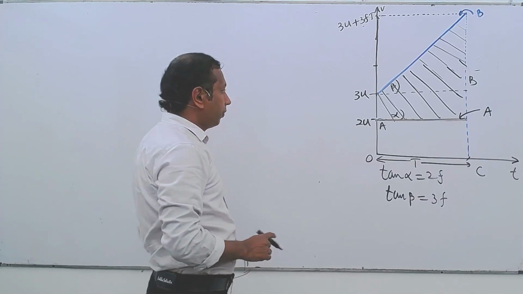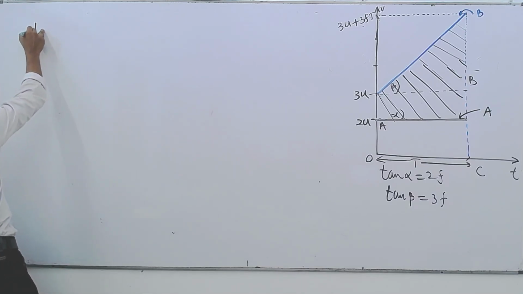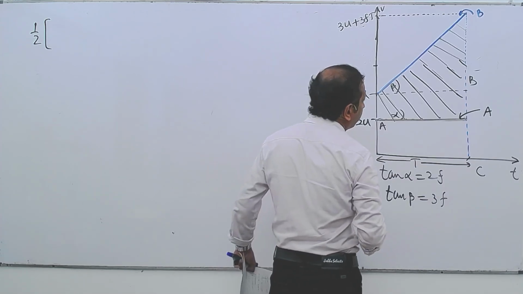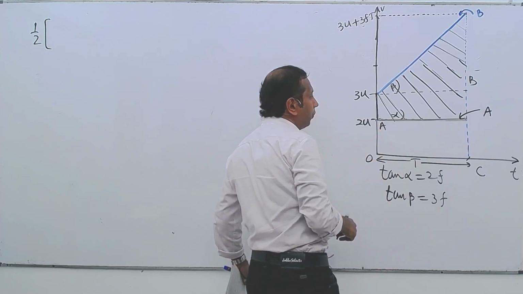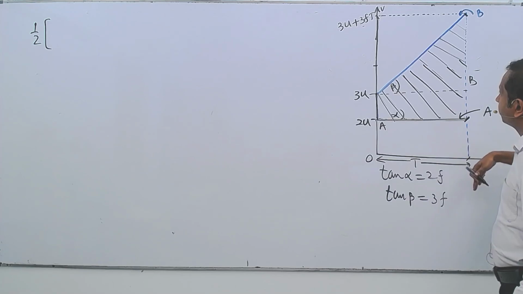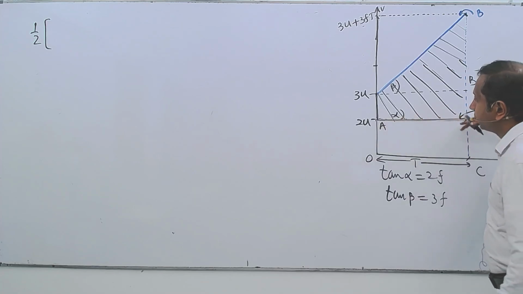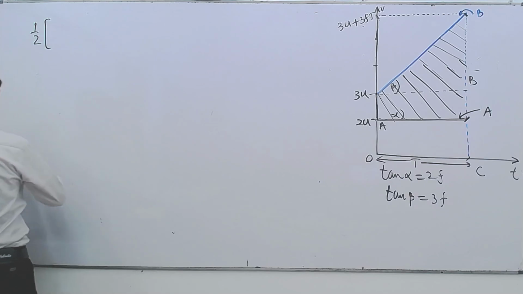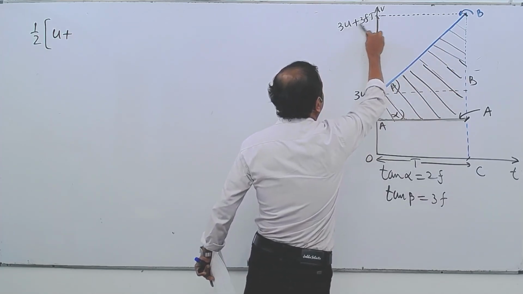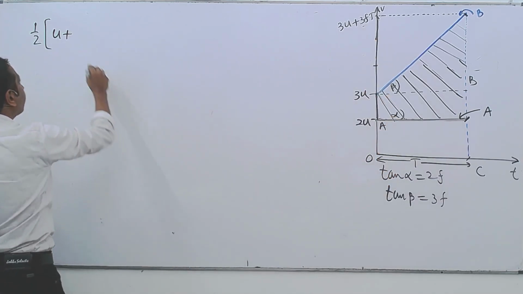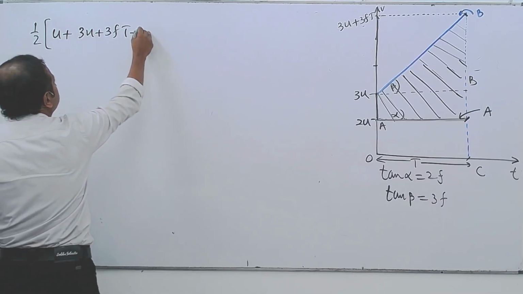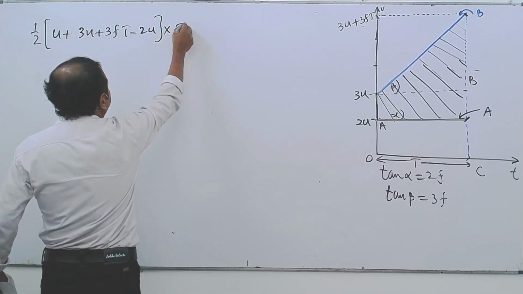Still, this is a trapezium. That area you can write how? Half sum of parallel sides, right? So one side is this, 3u minus 2u, u. This side, 3u plus 3ft subtract 2u. And the height is t. That thing is going to be from this subtract: 3u plus 3ft minus 2u, into this t equals now d.